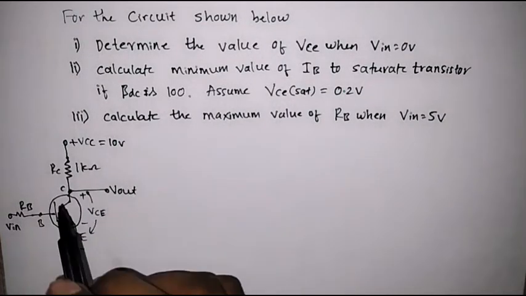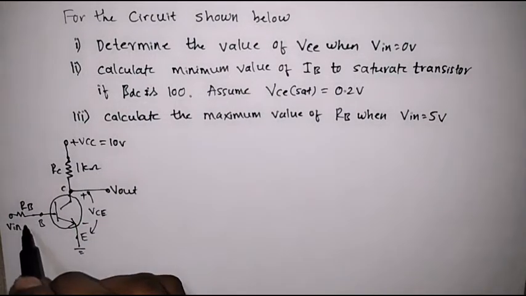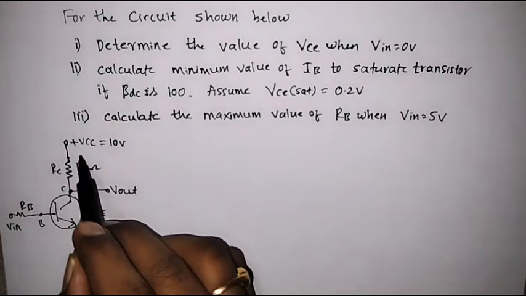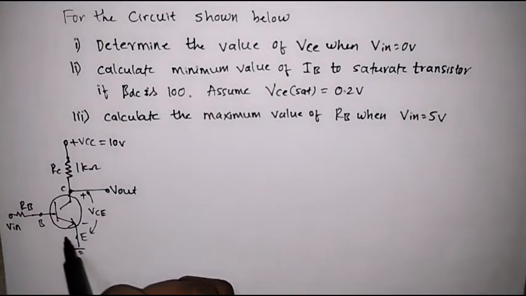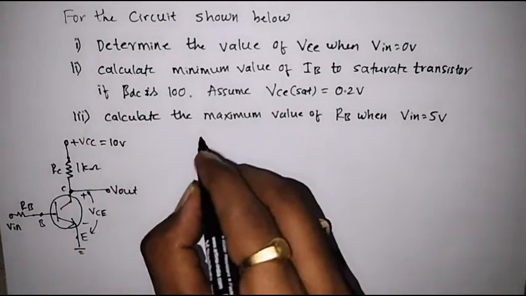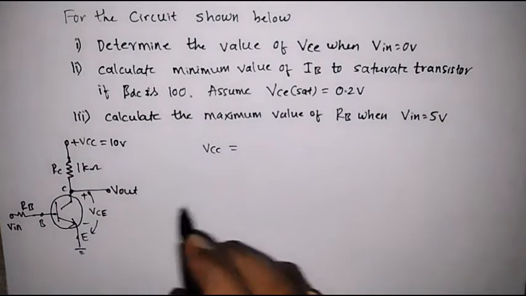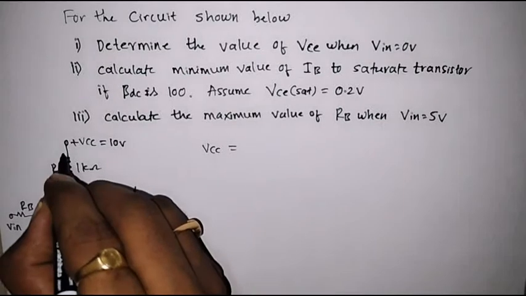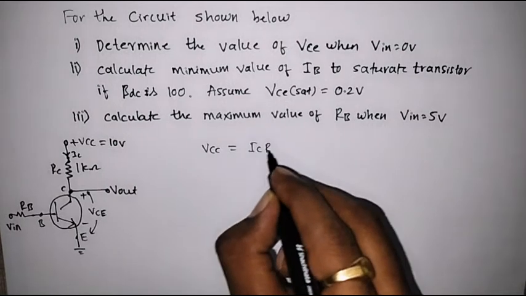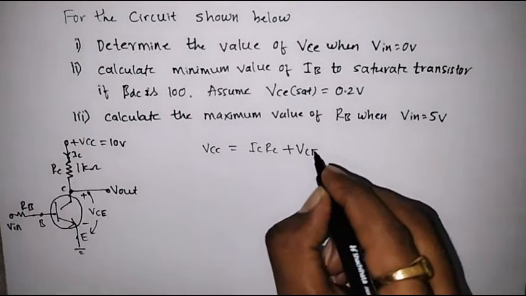First let's apply KVL in the transistor. This loop is known as the output loop and this is known as the input loop. If we apply KVL to the output loop, I can write the expression as VCC is equal to the drop across this RC. Assume that current IC is flowing here. Drop across RC is nothing but IC into RC plus the voltage between collector and emitter, that is VCE.